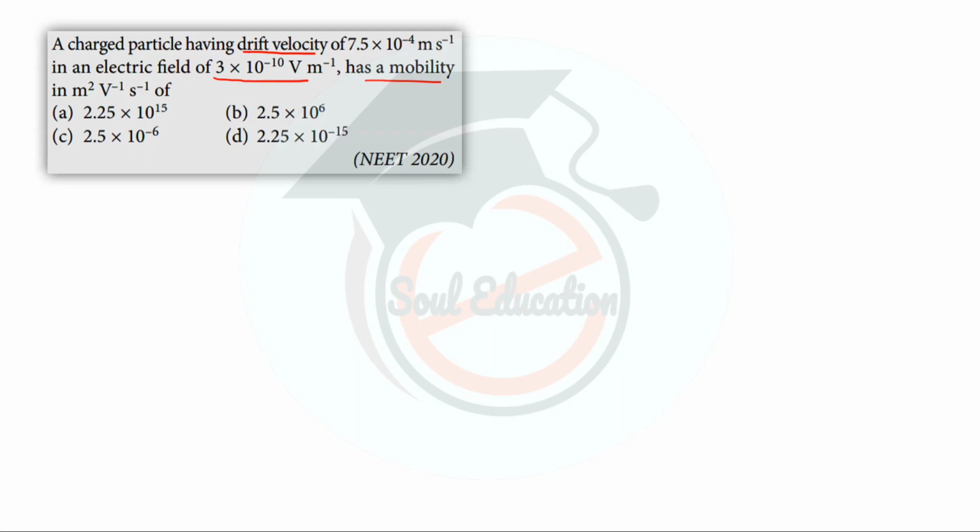So, the mobility, listen, mobility is a very simple formula. Mobility is equal to drift velocity per unit electric field. Drift velocity per unit electric field, that is called my mobility. Mobility, represented by mu, is equal to Vd, that is my drift velocity, divided by E. Okay, this is direct formula substitution.